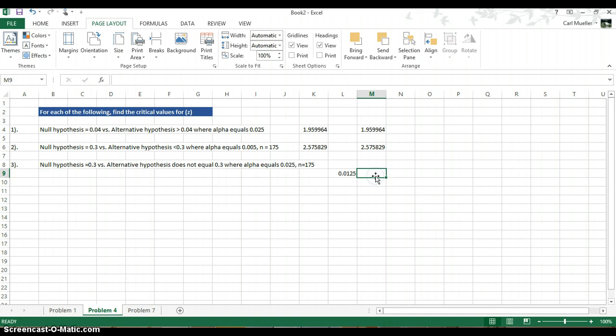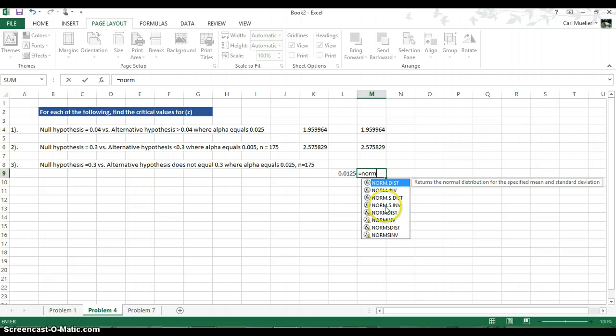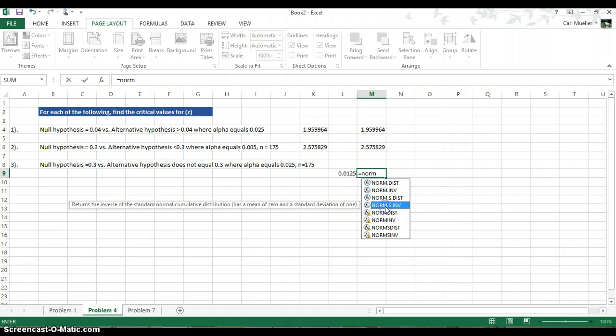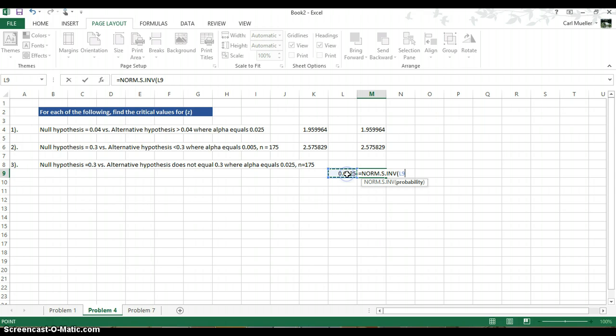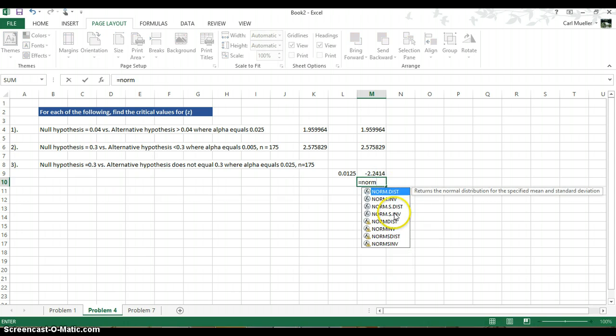And then secondly, what we'll do is use our NORMSINV function once more. And this time it's a two-tailed test, so we just put this in here, and then we'll get this. Now what does this mean? A two-tailed test gives negative 2.24, but also positive 2.24, as you'll see. So both.